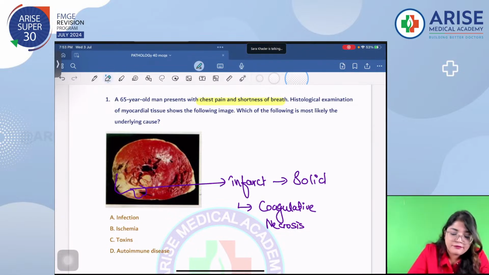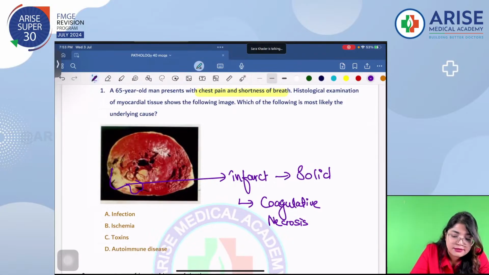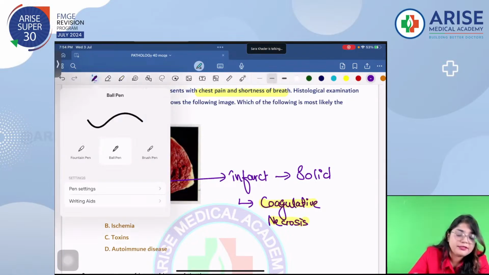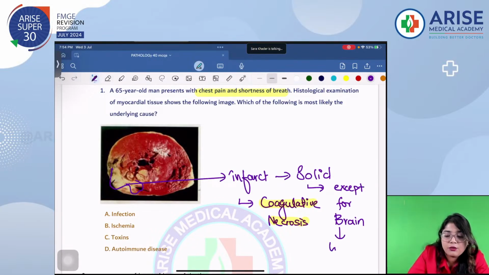Let's start without any further delays. So in the first question, you can see there's an infarct and this is solid, right? And the solid organ gets affected by coagulative necrosis. If you can remember, it is coagulative necrosis that affects all solid organs except for your brain. Brain undergoes liquefactive necrosis. You all know that, right?